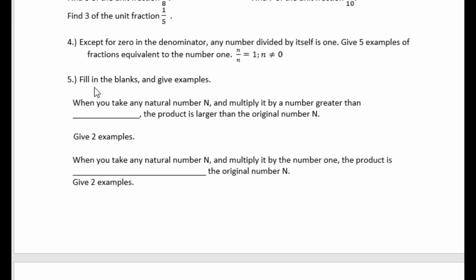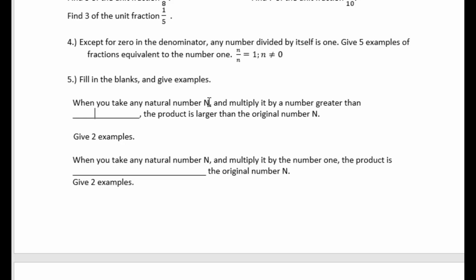5, I'll go into a little detail here. When you take a natural number n, so just pick one, say 16, and multiply it by a number greater than what? The product, which means the end result, is larger than the original number. And I'll give you an example here. If it's greater than 1, this should be greater than 1, should go right here. O-N-E. And that'll do it for you.